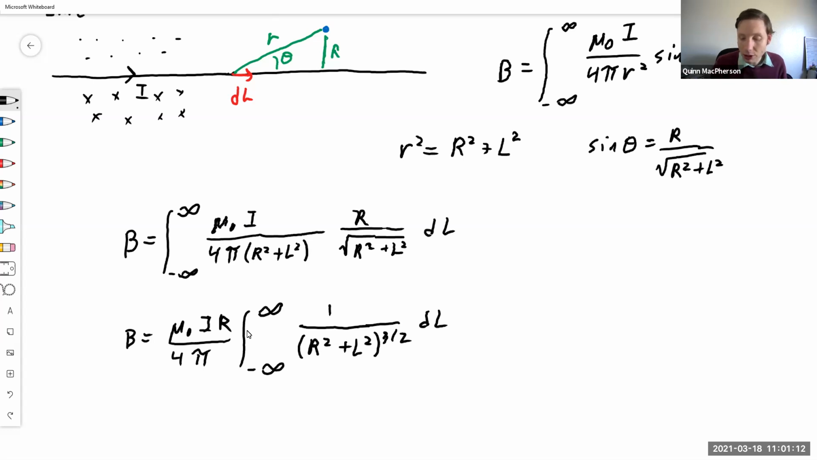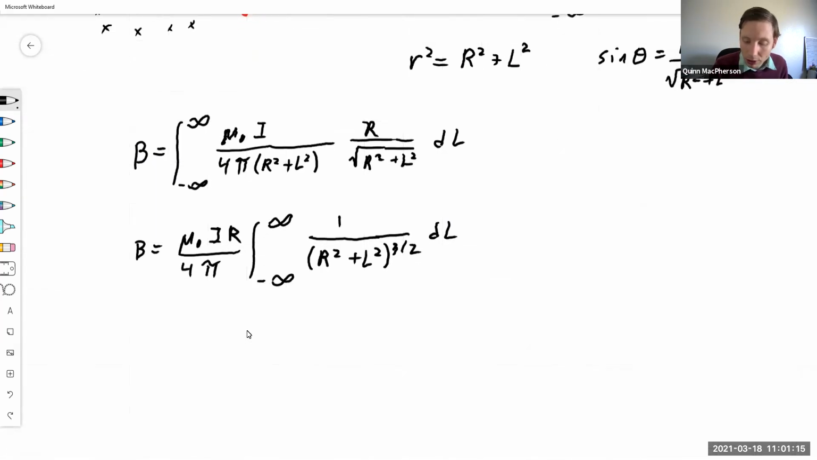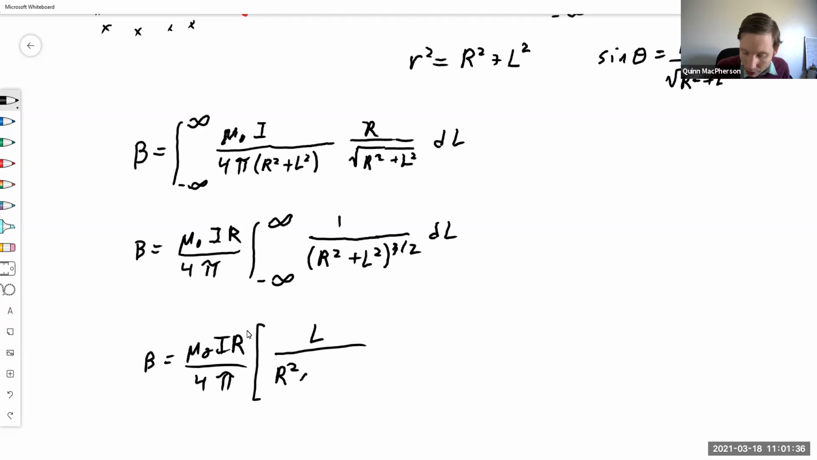You can do this integral. I'm just going to look up the integral. If you look it up, you'll find that it is equal to mu naught I R over 4 pi times L over R squared times the square root of R squared plus L squared, evaluated at L equal to minus infinity and infinity.